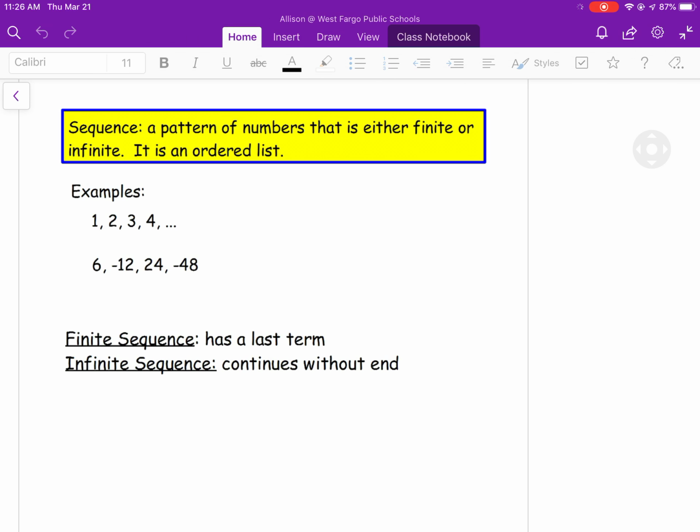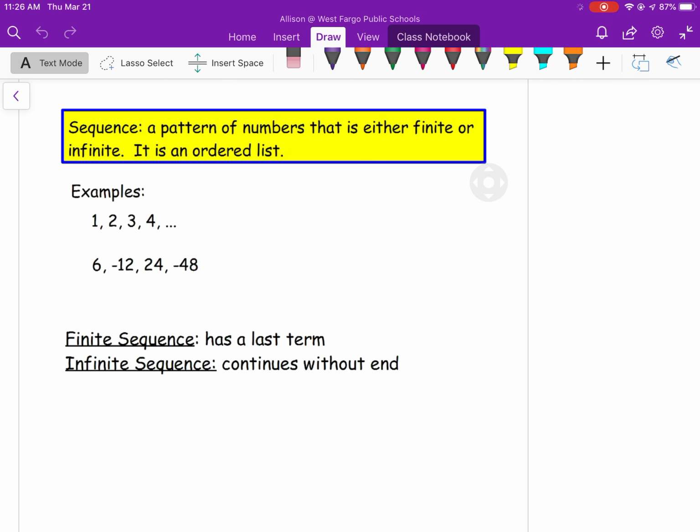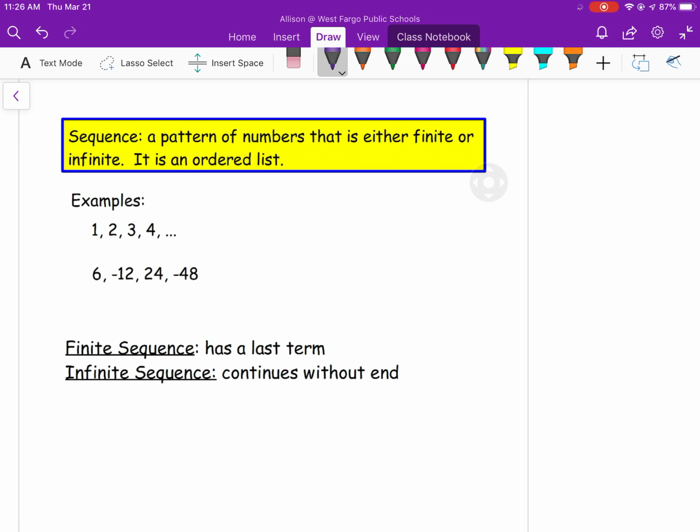A sequence is a pattern of numbers that is either finite or infinite in an ordered list. Finite means that the sequence ends, like this sequence has 4 terms. And infinite means that the sequence goes on forever, like the counting numbers 1, 2, 3, 4, and then 5, 6, 7, 8, etc. These 3 dots at the end let me know that that sequence is infinite versus this one has just a finite number of terms.